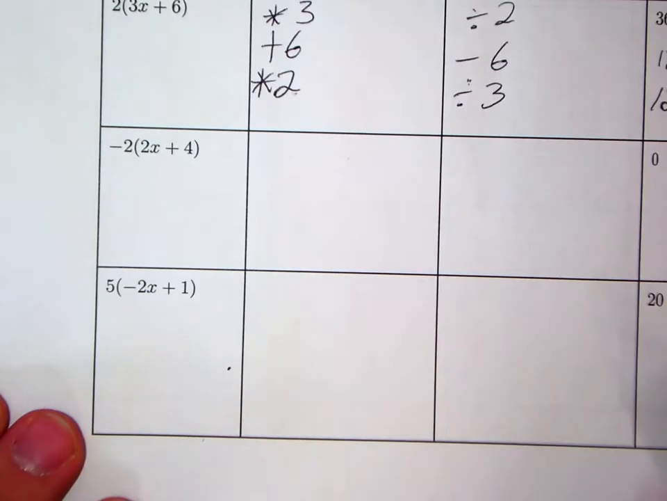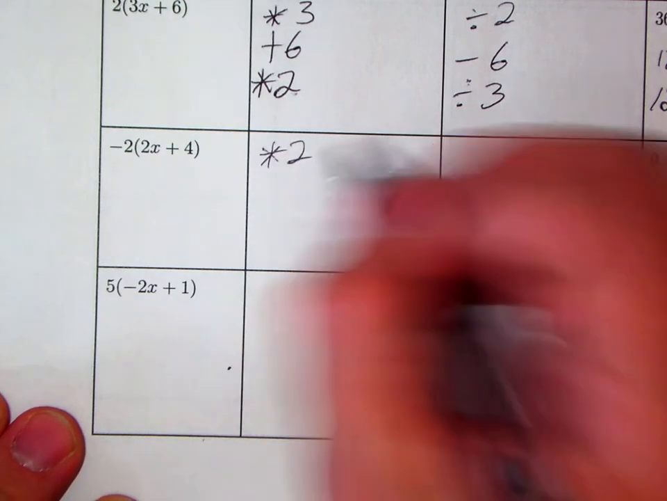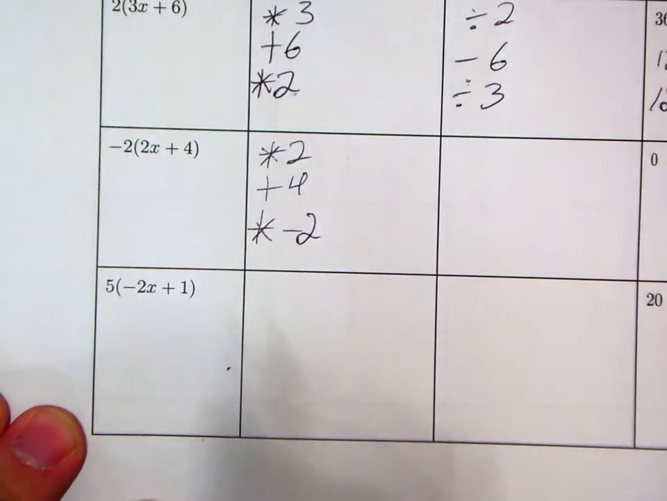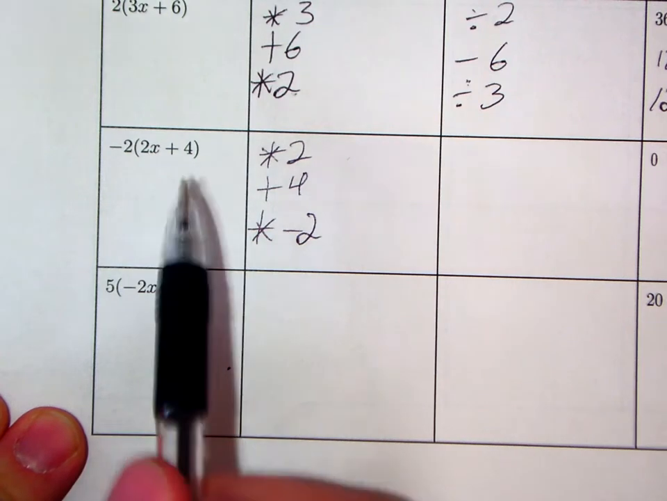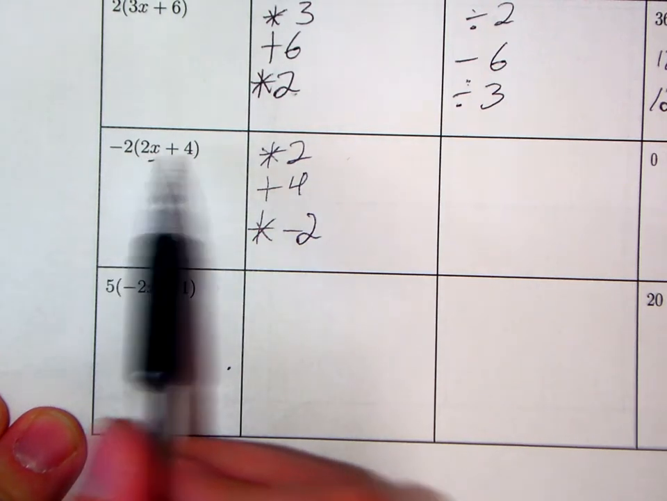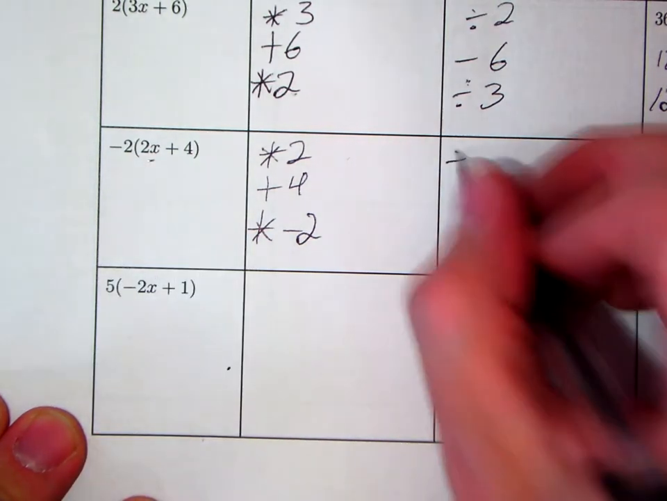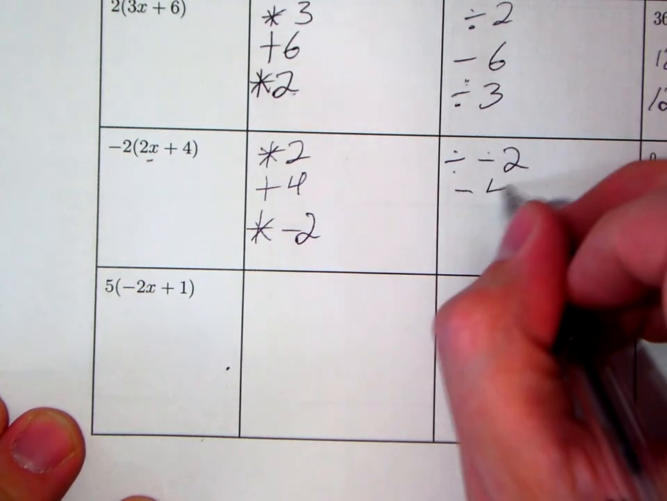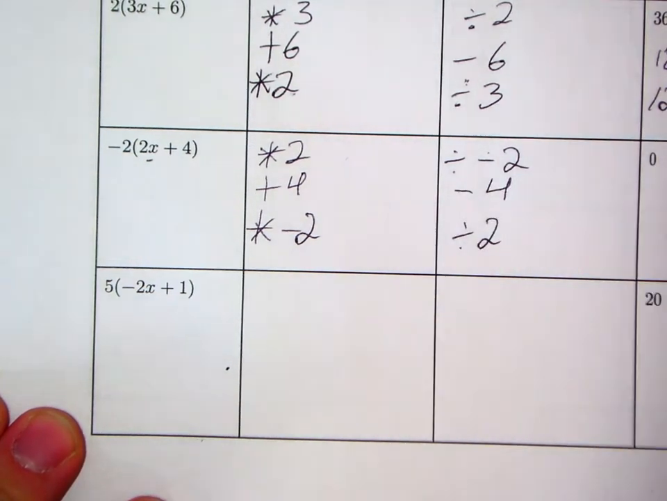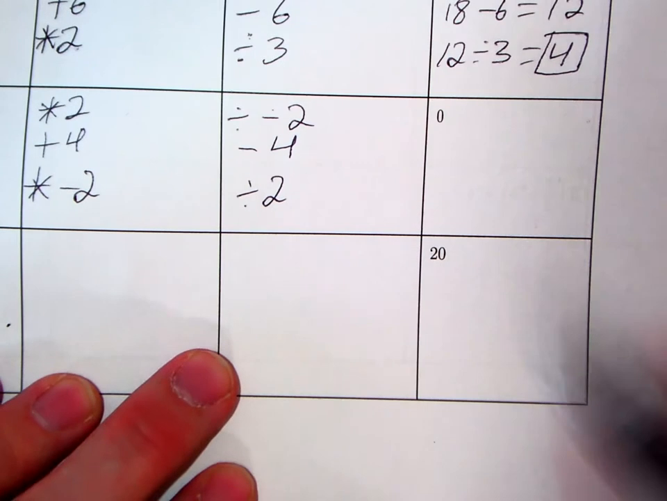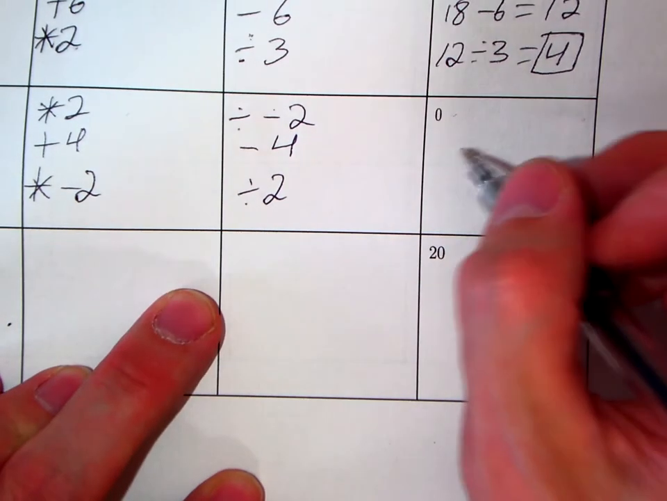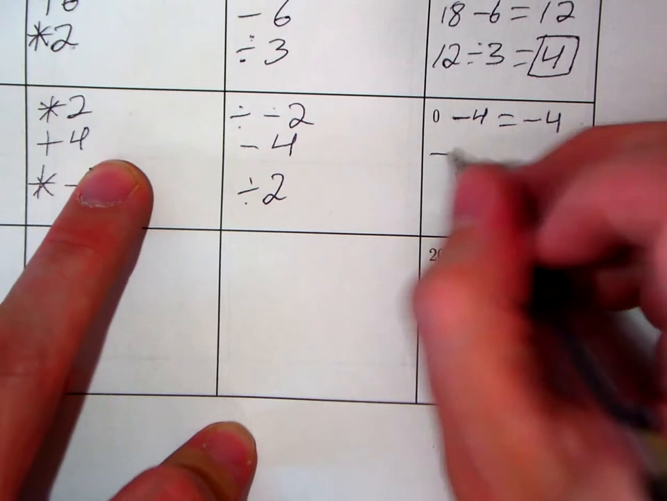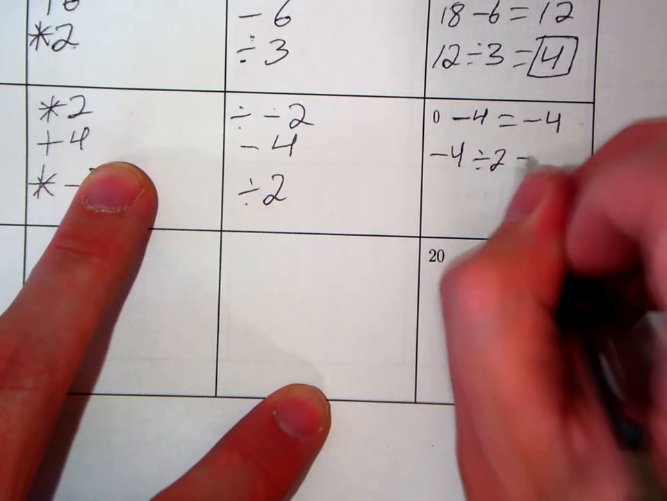Next line, we start with x, we multiply this by 2, then we add 4, then we multiply by a negative 2. We did the part in parentheses first, and within the parentheses, multiplication comes before addition. To cancel this out, we start in reverse order. So first we divide by a negative 2, then we subtract 4, then we divide by 2. So if we begin with 0, 0 divided by something is still going to be 0. But then we subtract 4 to get negative 4. And we take negative 4 and we divide that by 2 to get negative 2.